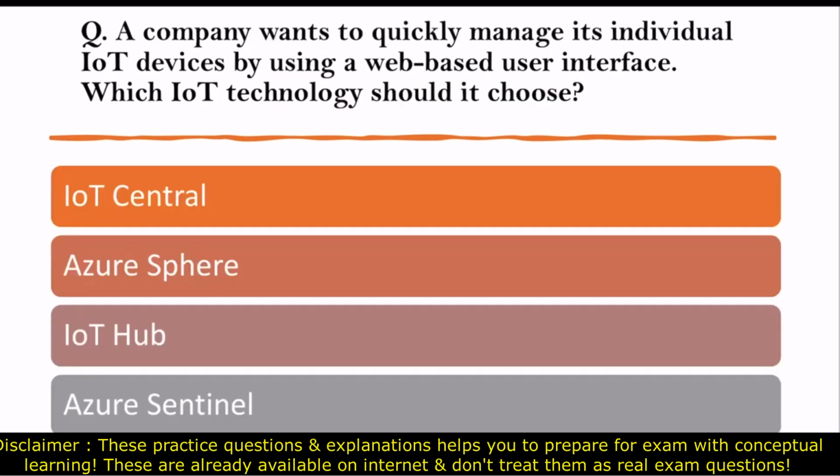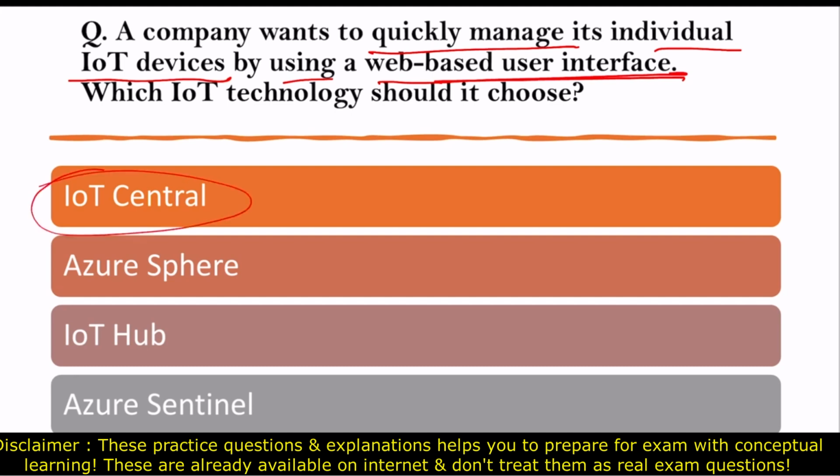The next question is, a company wants to quickly manage its individual IoT devices by using a web-based user interface. The options we have are IoT Central, Azure Sphere, IoT Hub, and Azure Sentinel. What they are asking is that the company wants to quickly manage its individual IoT devices by using a web-based user interface. So it's talking about Internet of Things devices. Let's see what we have: IoT Central, Azure Sphere, IoT Hub, Azure Sentinel.